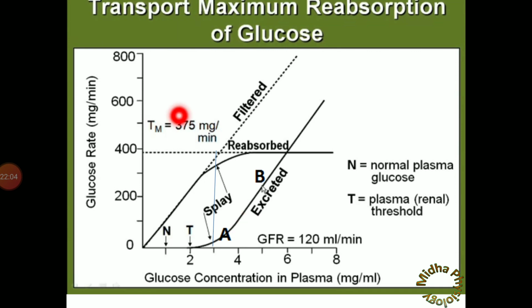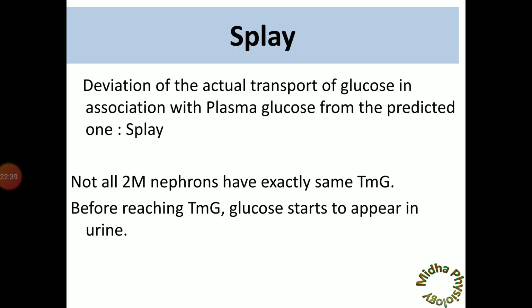But we have to remember this very important mechanism: if all the nephrons of our kidney had a tubular maximum reabsorption rate for glucose of 375 milligram per minute, then we would have a linear reabsorption curve, sharp and angulated. You can see this kind of graph. So you can see a linear relation in the reabsorption rate below 375 milligram per minute. But actually we are seeing the deviation, because not all the nephrons have 375 mg per minute as the transport maximum. So yes, this is splay, and we have to understand why it is occurring.